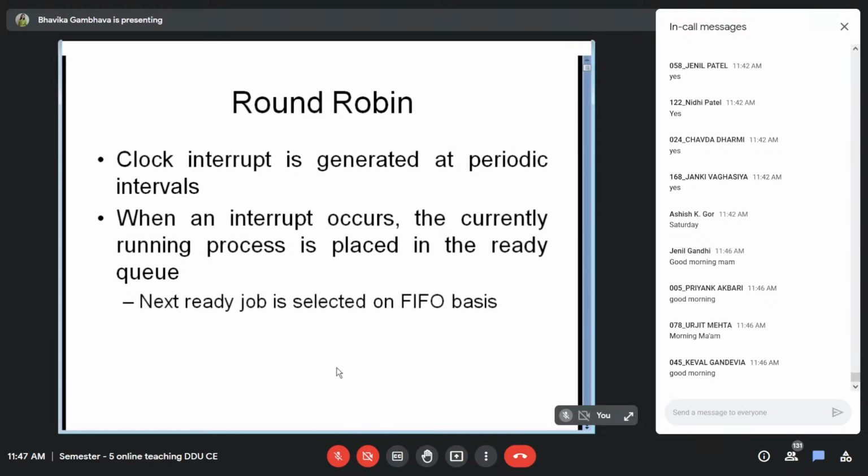So whenever the clock interrupt is generated, at that time the next process will be put in the running queue, or the running process. The next process state will be changed to running, and the currently running process will be kept in the ready queue. So based on first in first out, one by one, all the processes will be given equal time slot. Whenever the time slot is over, the next process will be given the chance. And this is a preemptive scheduling algorithm.